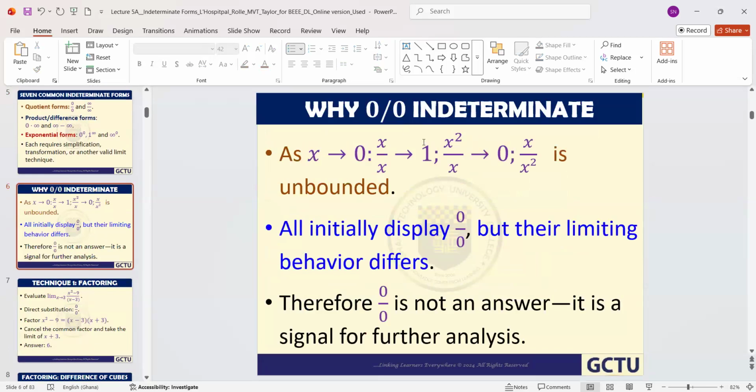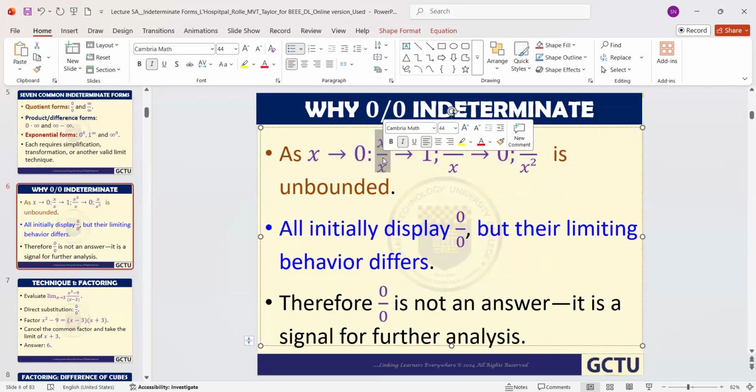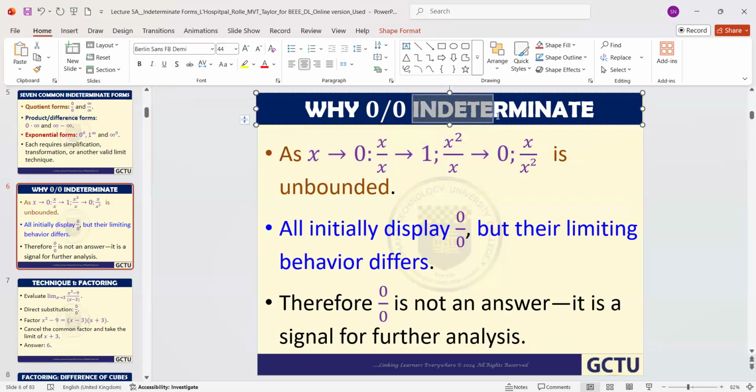So why is 0 over 0 indeterminate? So they gave examples. For example, if you have x over x and you substitute 0, even though the result would have given you 0 over 0, actually the function should be approaching 1 when you solve it. So we are telling you why we have to use indeterminate form analysis to look at problems like this: x over x, x squared over x, and then x over x squared. Some of the answers will give you unbounded solutions.